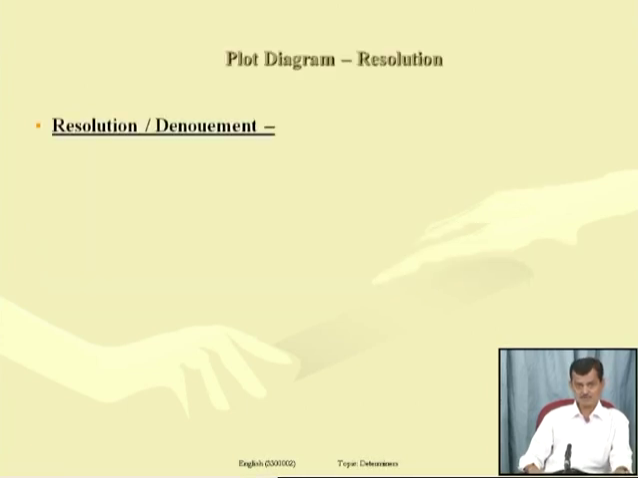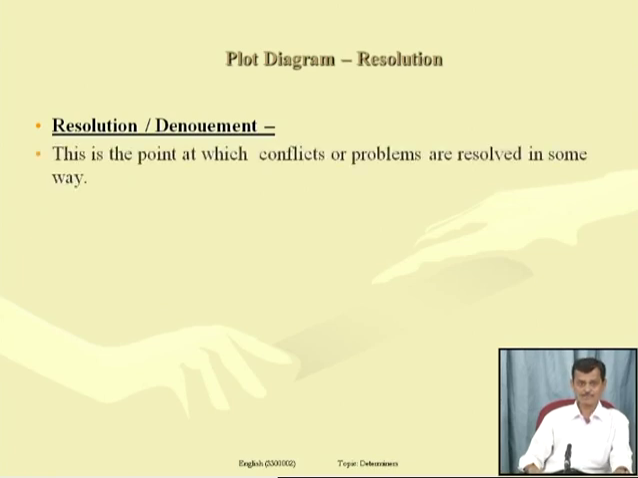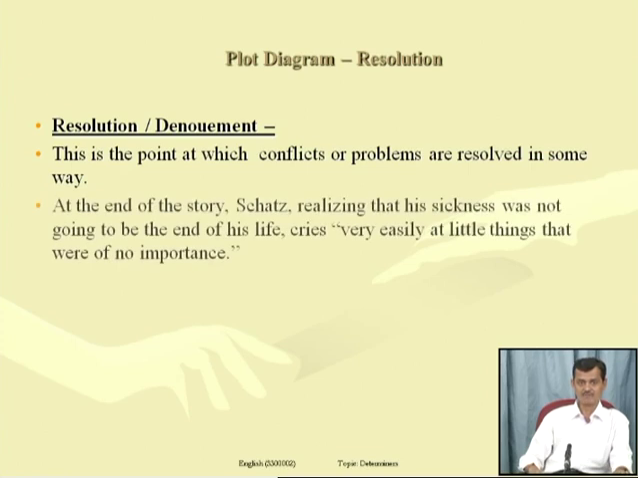Thereafter, resolution. In other words, it is known as denouement. This is the point at which conflicts or problems are resolved in some way. At the end of the story, Schatz, realizing that his sickness was not going to be the end of his life, cries very easily at little things that were of no importance. This shows that now Schatz has become very much normal.